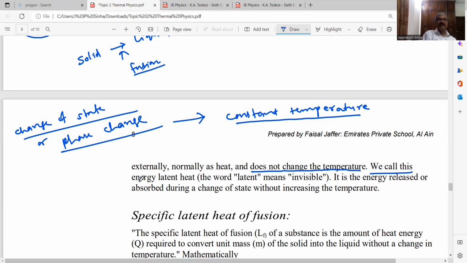We call this energy latent heat. The word latent means invisible because we are not able to see it. So it is the energy released or absorbed during a change of a state without increasing the temperature, means temperature will remain constant.